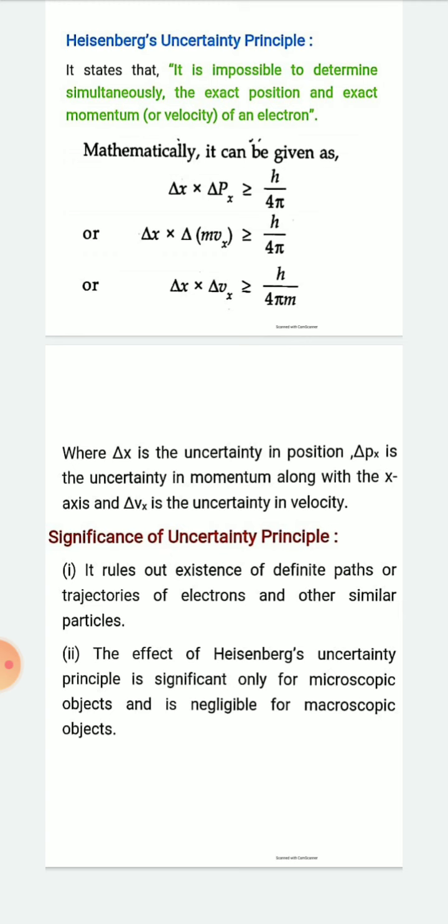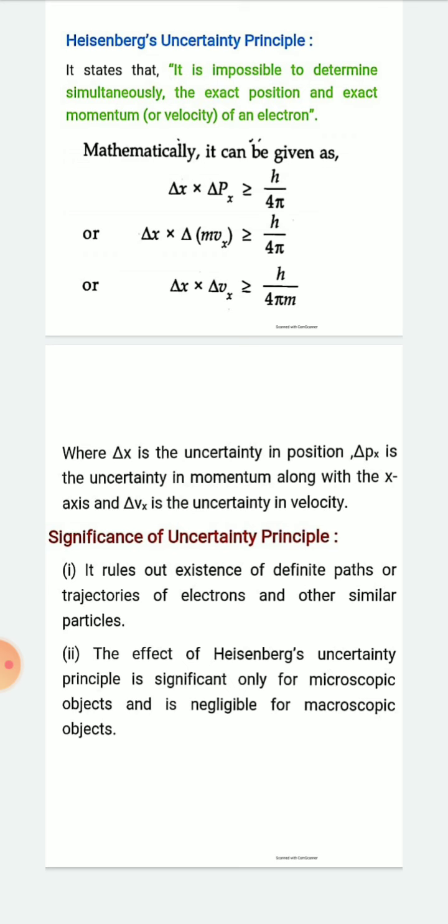If you find out the position exactly, then there will be some uncertainty in the determination of momentum or velocity of that particle. And mathematically, the Heisenberg uncertainty principle can be written as delta x into delta px is greater than or equal to h by 4 pi. This is the mathematical expression of the Heisenberg uncertainty principle.